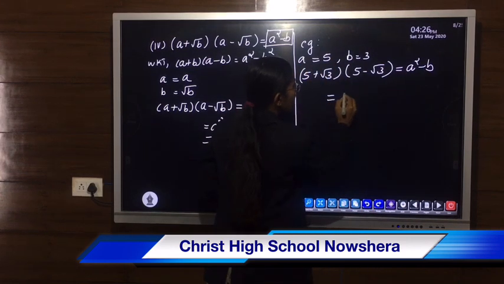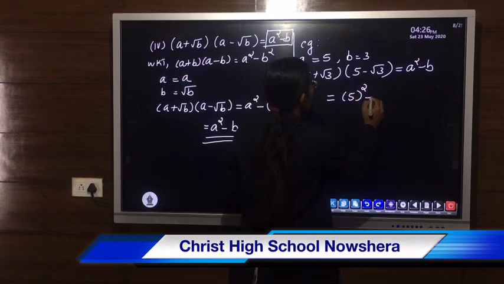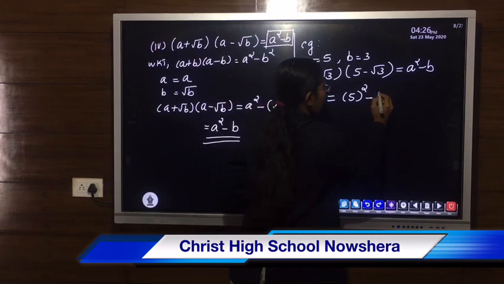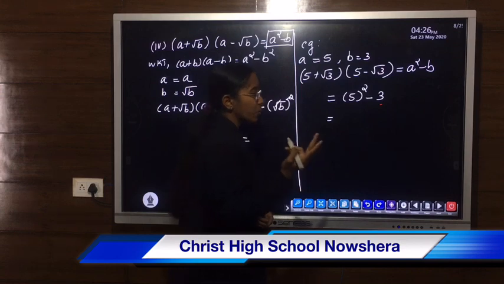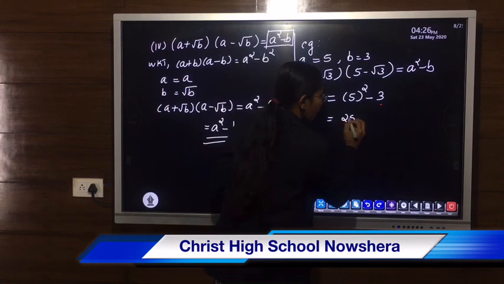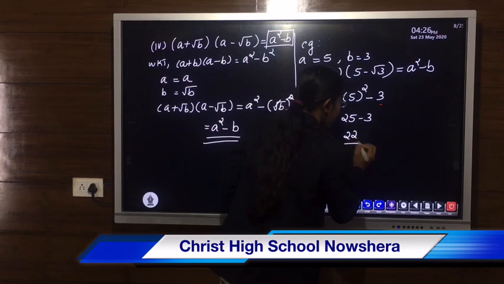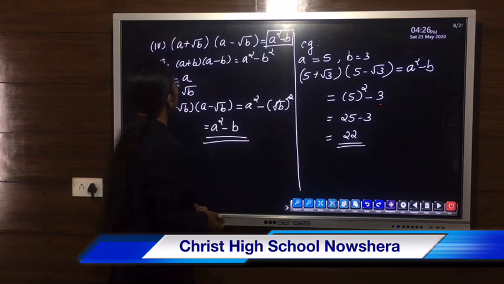That is equal to, a is 5, 5 square minus, what is our b here? That is 3. That is 5 square minus 3. 5 square means 5 multiplied 2 times. 5 into 5 is 25. 25 minus 3 is equal to 22. So our answer is 22.